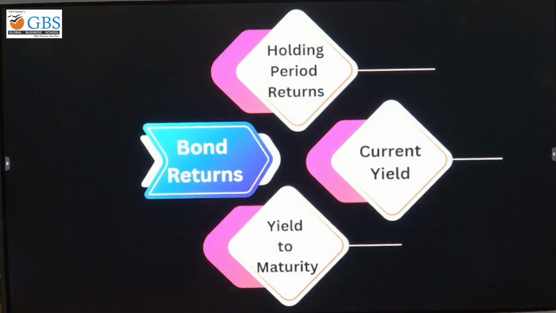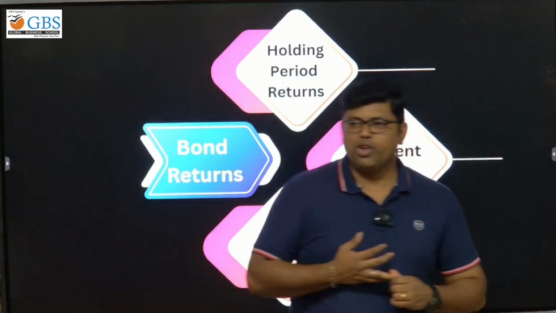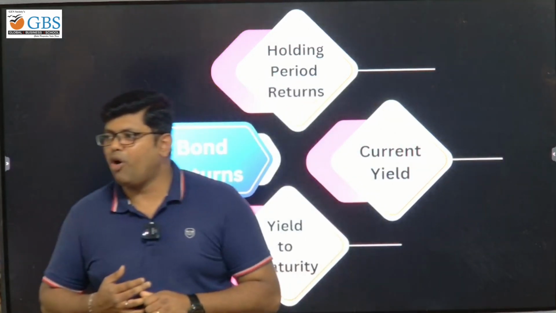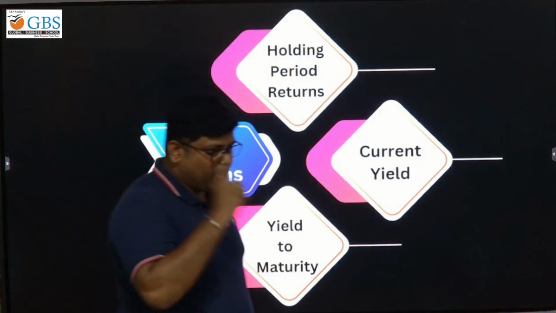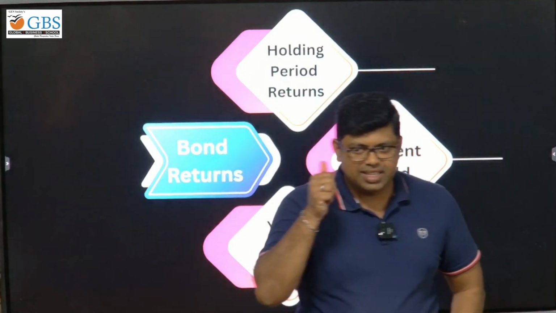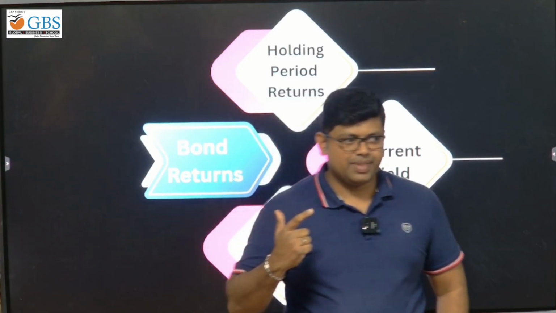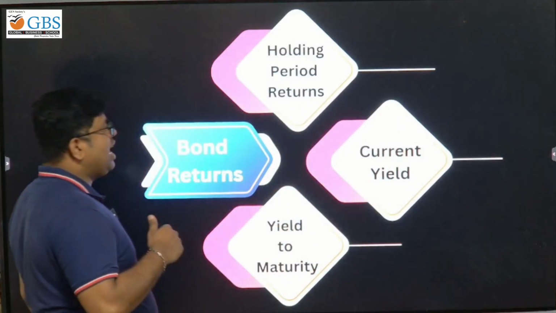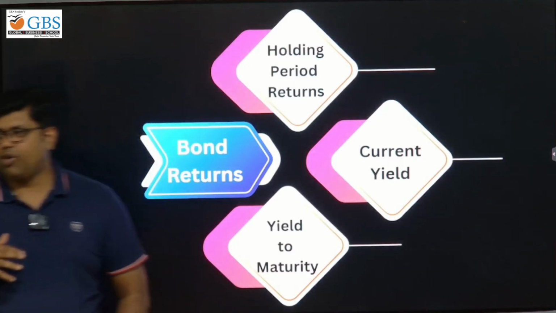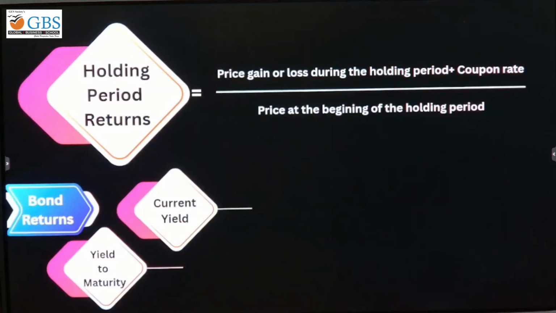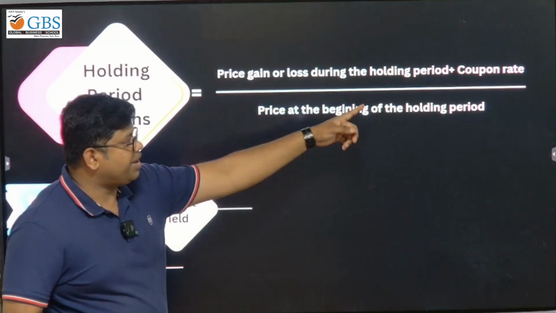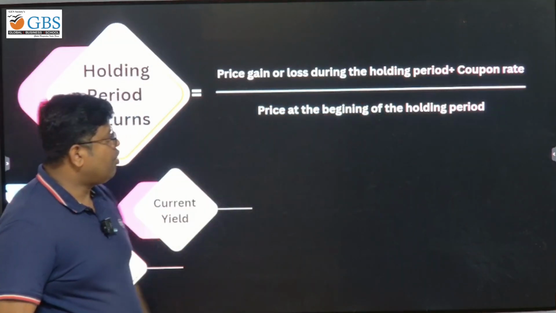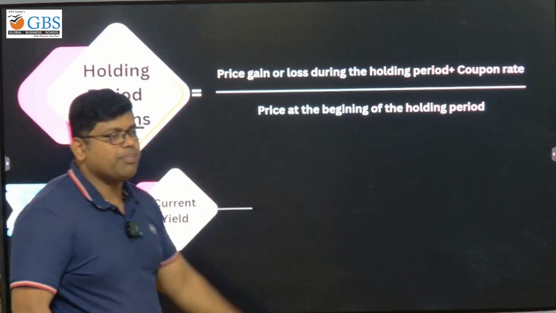Okay, let's understand bond returns. So, what do you mean by bond returns? I already told you there are two types of returns: interest and capital gain. We'll understand one by one. Holding period return: holding period return is equal to the price gain or loss during the holding period plus the coupon, the whole divided by the price at the beginning of the holding period.